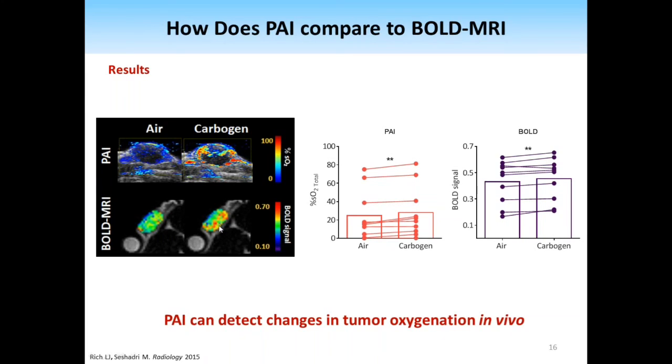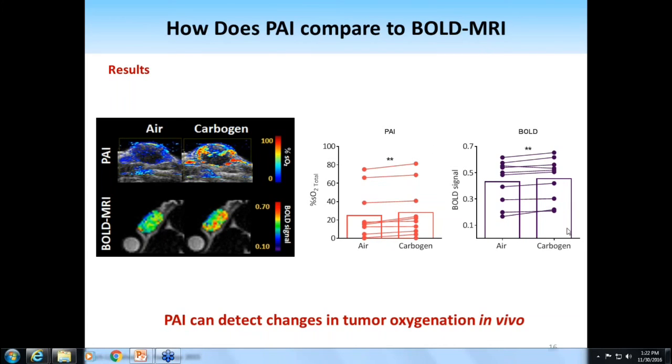When we looked at our BOLD-MRI images, and again, this is a pseudo-colorized BOLD signal map on top of a grayscale MRI image, you can see that similar to what we saw in the photoacoustic image, following carbogen inhalation we saw these increases in red inside the tumor, which are indicative of higher BOLD signal. And on the right here is the quantification of all 10 mice that we imaged before treatment. And what we saw was very interesting.